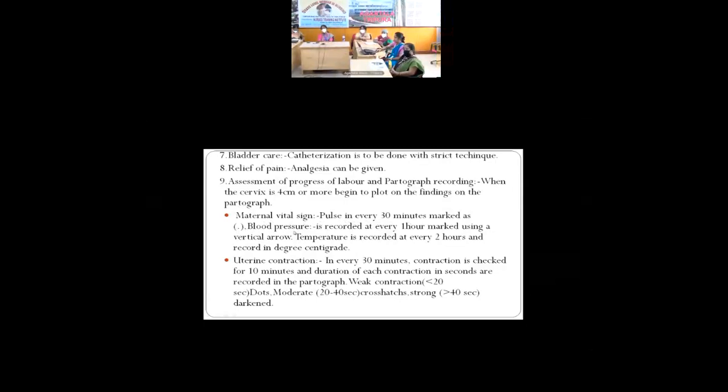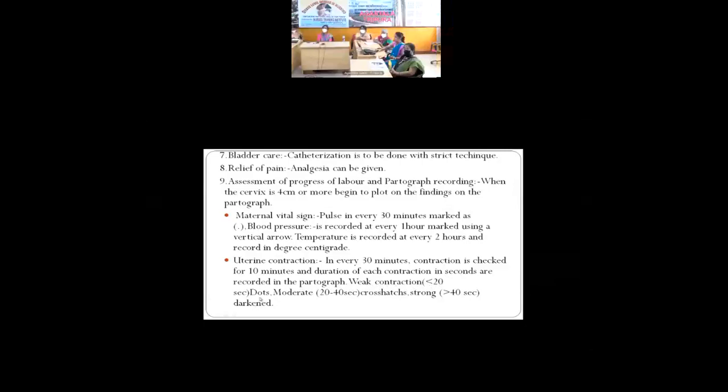Maternal signs: pulse every 30 minutes, marked as a dot. Blood pressure is recorded every 1 hour, marked using a vertical arrow, and temperature is recorded every 2 hours in degrees centigrade. Uterine contraction is recorded every 30 minutes, contractions are checked for 10 minutes, and the duration of each contraction in seconds is recorded on the partograph in this manner.